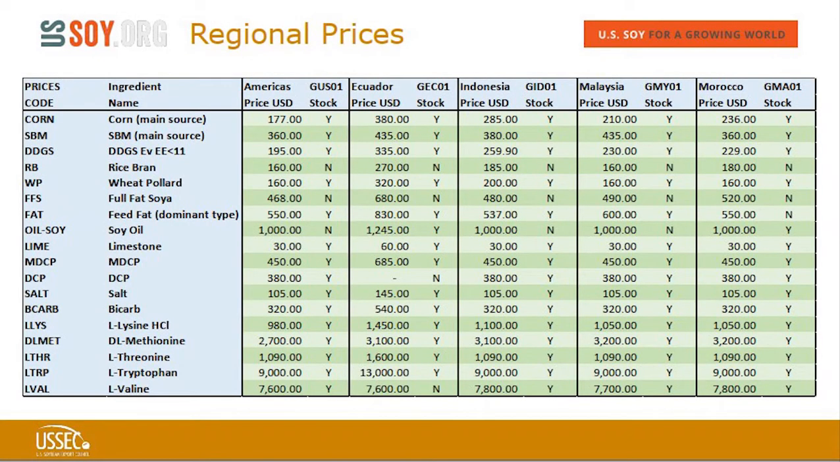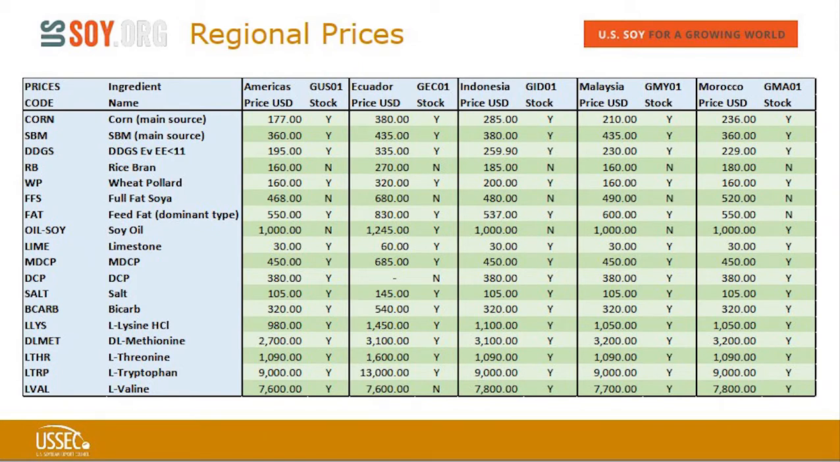Okay, this is just a table for reference. If you look at the handout, these are the regional prices that we've used in the different areas. Looking at corn, for example, the Americas are at $177 per metric ton. Ecuador, because of tariffs and government controls, is very much higher, at 380. And this is the kind of thing that gives us a different perspective on the value of the soybean meals as we move around the world.